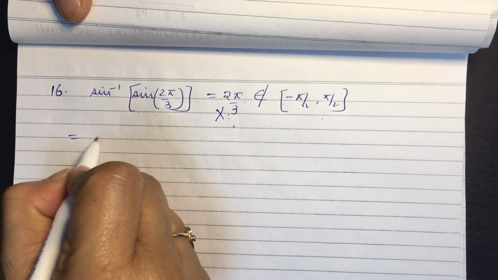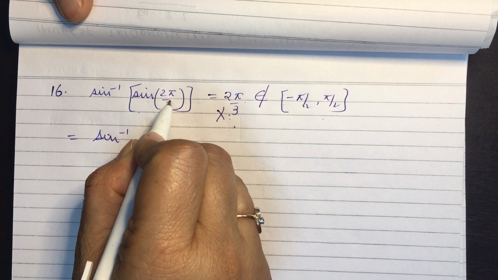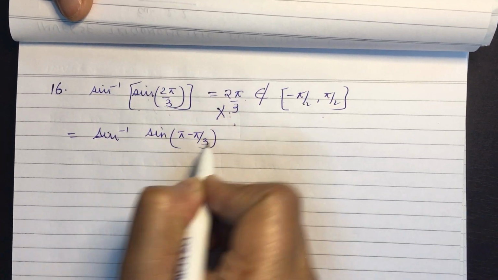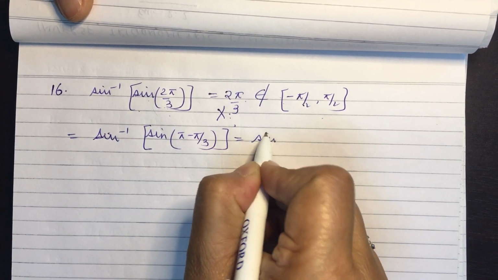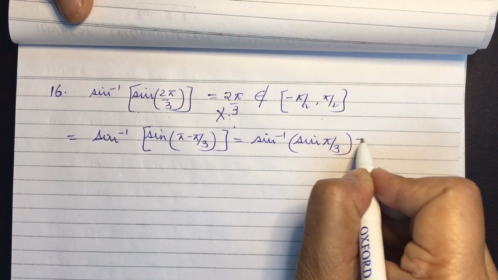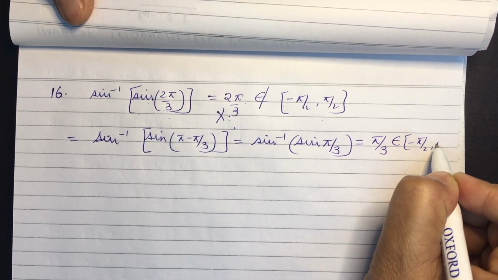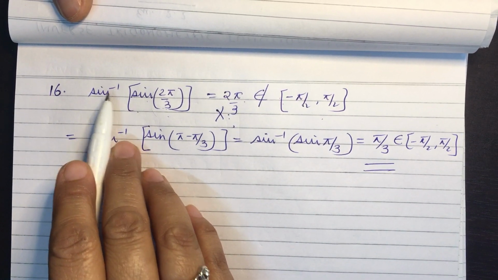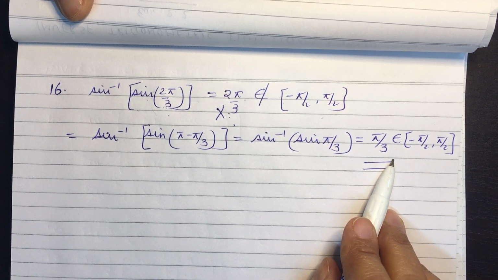So what do we do in this case? Sine inverse. Now we know that sine 2 pi by 3 can be written as sine of pi minus pi by 3, which is equal to sine inverse sine pi by 3, which is equal to pi by 3, and which clearly belongs to the principal range. And so the answer of sine inverse sine 2 pi by 3 is pi by 3.